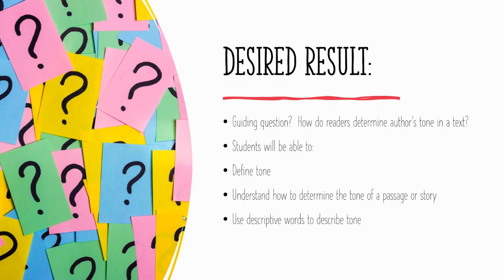You will complete the rest of these questions on your own in your activity. So your guiding question is, how do readers determine author's tone in a text? You will be able to define tone, understand how to determine the tone of a passage or story, and use descriptive words to describe tone.